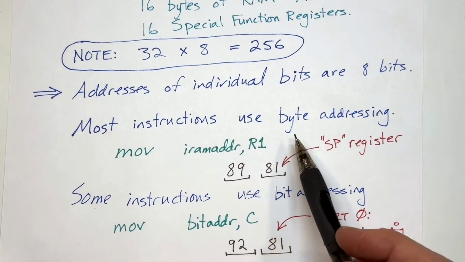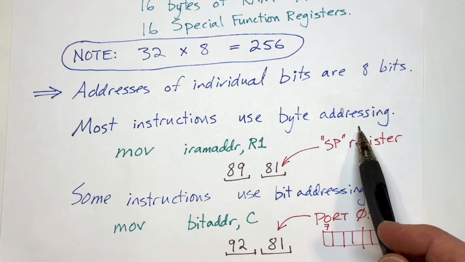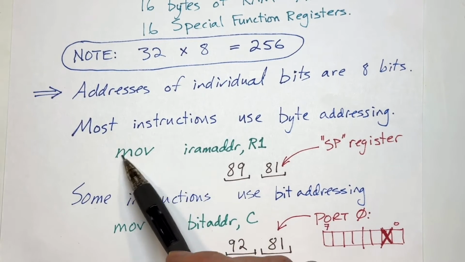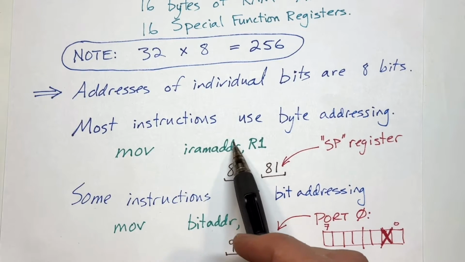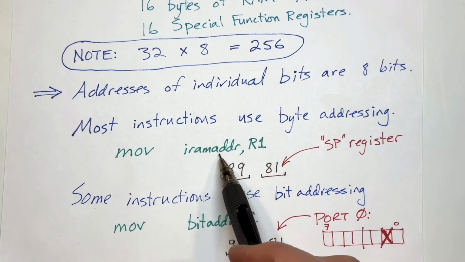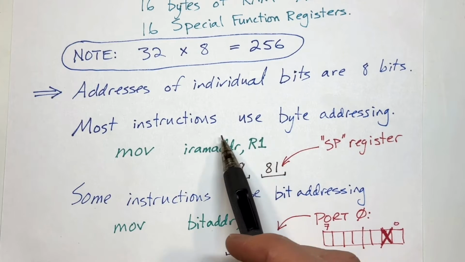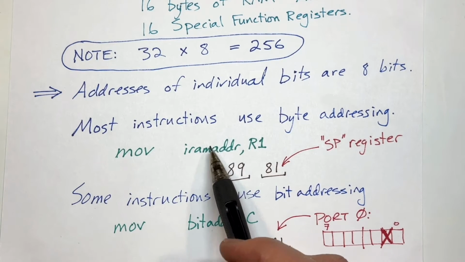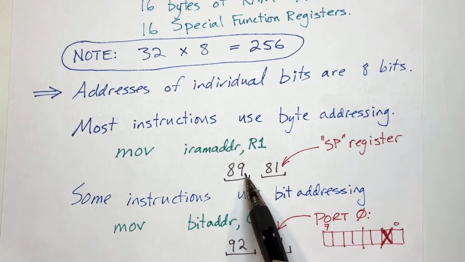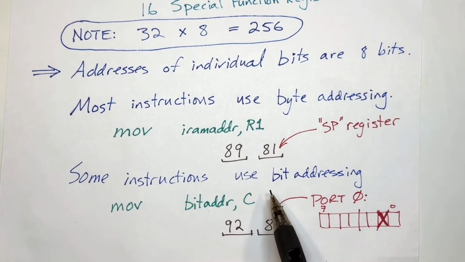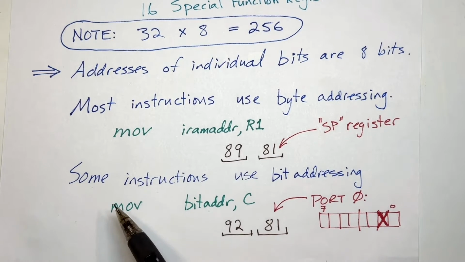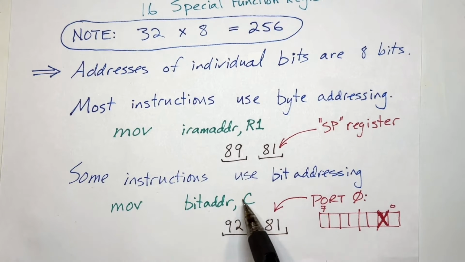Most instructions use byte addressing. Okay, so here's an example. The move instruction, one flavor of that instruction takes a direct memory address and it moves, say, some register into that memory location. Here is the opcode for this particular instruction. But some instructions use bit addressing instead. And so there's also a move instruction that uses bit addressing. And here's the general form of that.